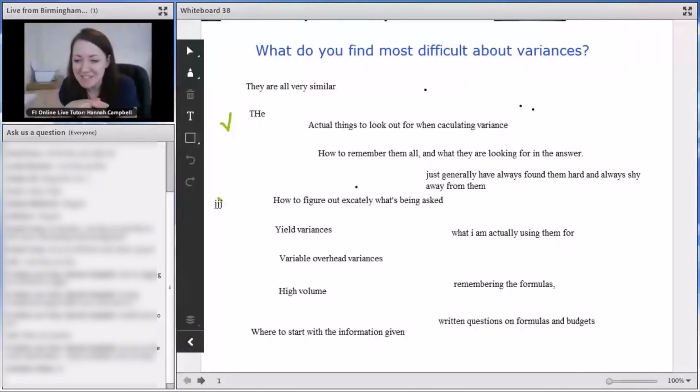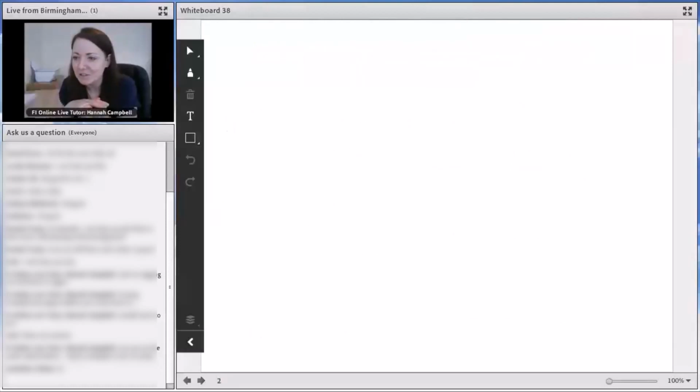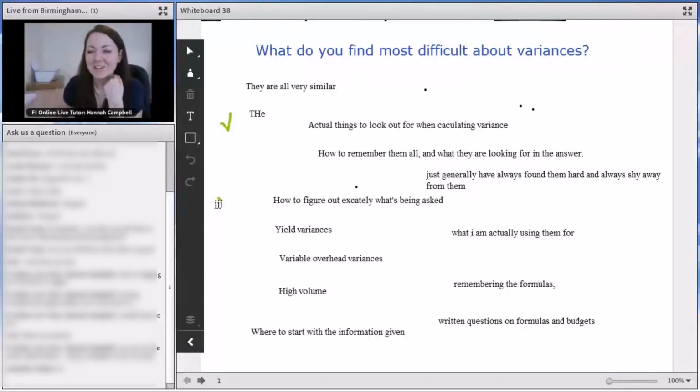Most students absolutely do. How to figure out exactly what's being asked. Yield variance, yeah, that's one of the more advanced variances, which obviously we're not going to do today, but hopefully once you've understood the basics, it might help you with those yield variances. What you're actually using them for. Variable overhead variances. The good thing about variable overhead is they are very much like labour variances. In fact, they're pretty much exactly the same apart from the rate that we use. So hopefully the discussion around labour variances will help.